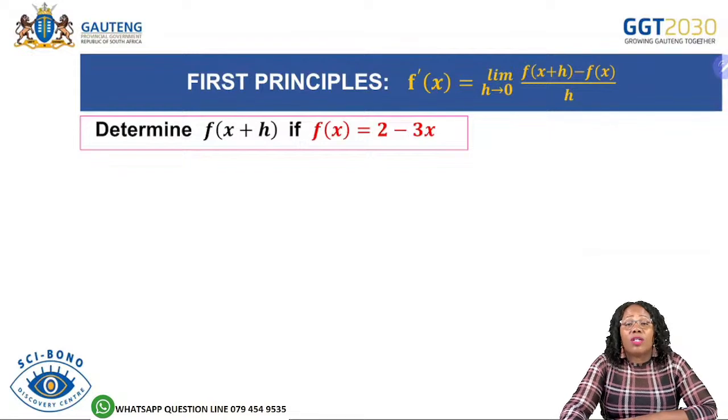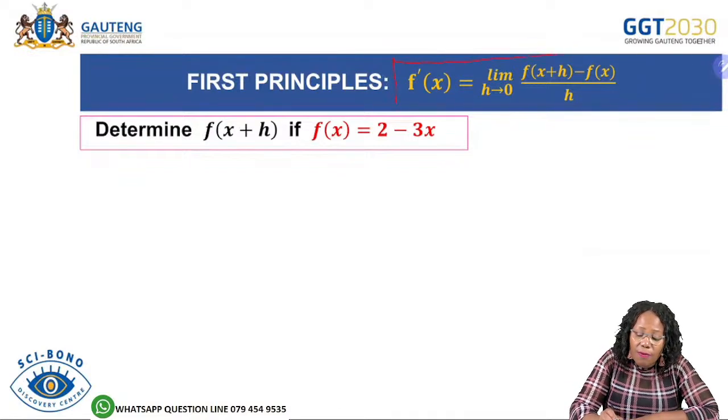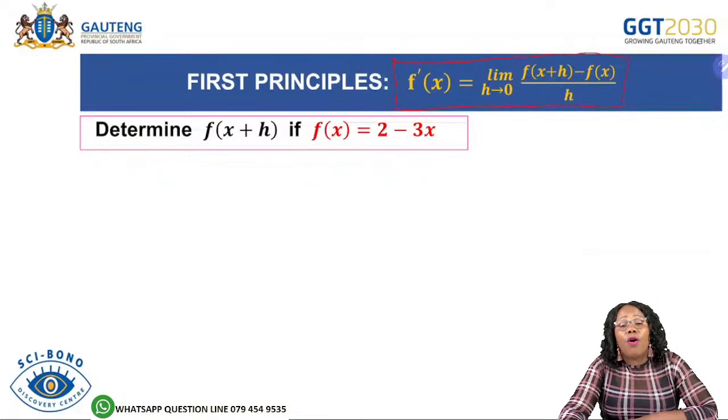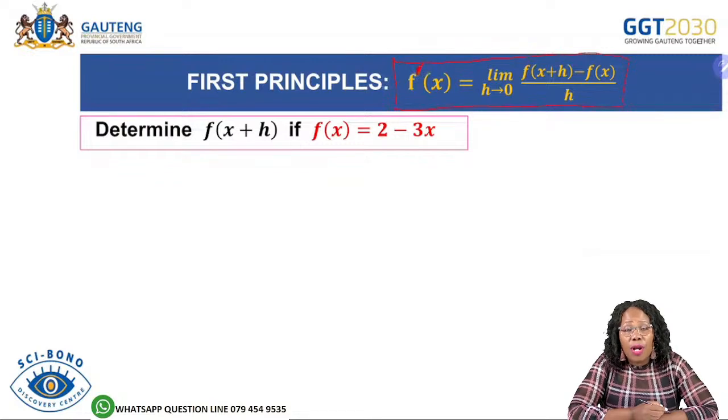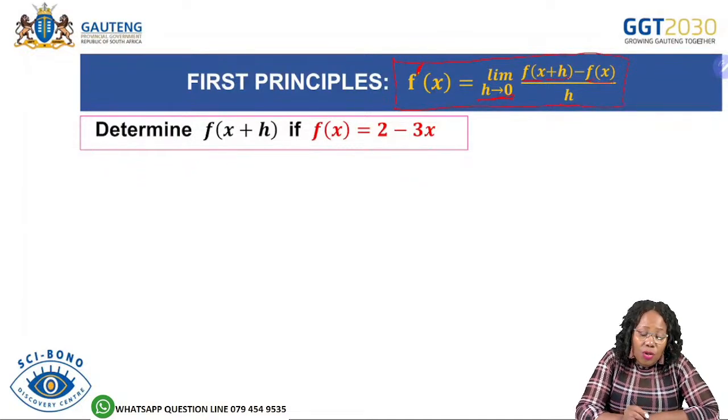And then let's look at the actual examples now, grade 12. The first principle formula, you'll find this formula, grade 12, on your formula sheet at the back of your question paper. That is f derivative, and you indicate that dash there on top to show it's the derivative of f at x, which is equal to what? The limit as h approaches 0 of f at x plus h minus f at x, over h. That is the original formula for the first principle.